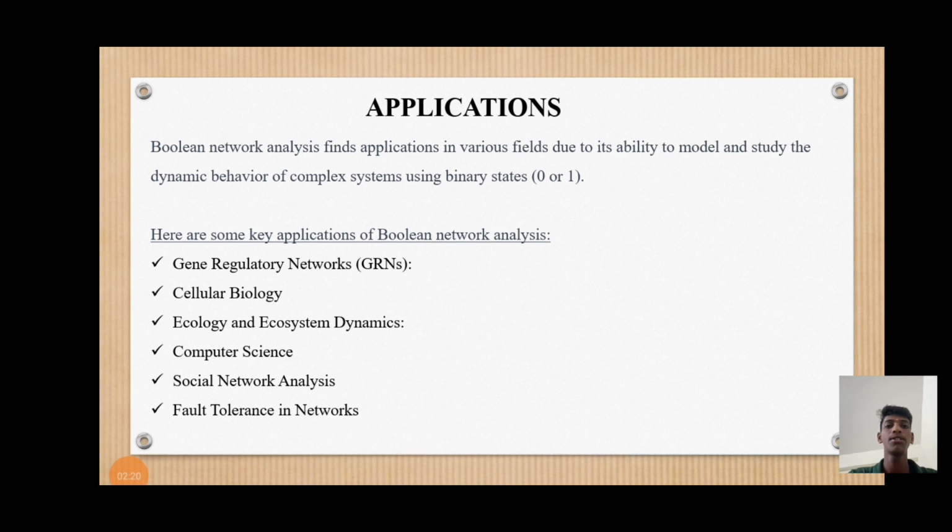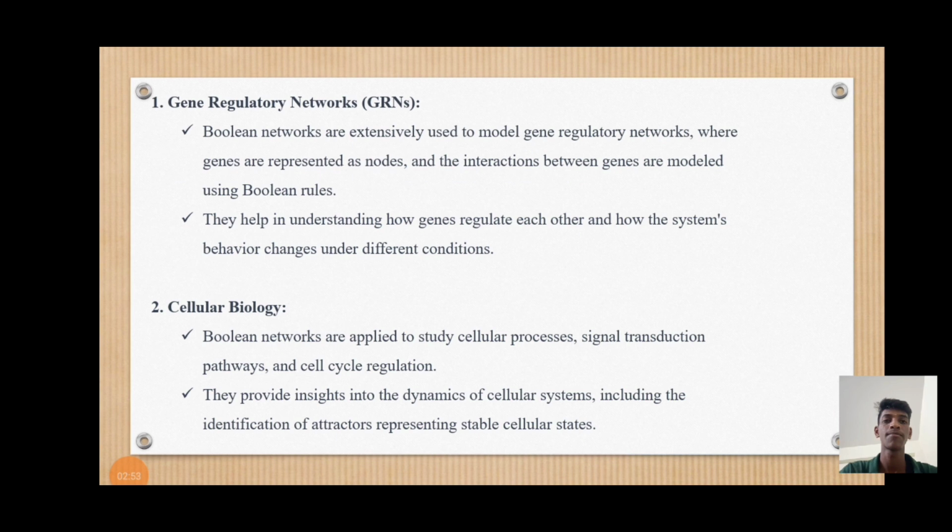Applications. Boolean network analysis finds application in various fields due to its ability to model and study the dynamic behavior of complex systems using binary states 0 and 1. Here are some key applications of Boolean network analysis: gene regulatory networks (GRNs), cellular biology, ecology and ecosystem dynamics, computer science, social network analysis, fault tolerance in networks.